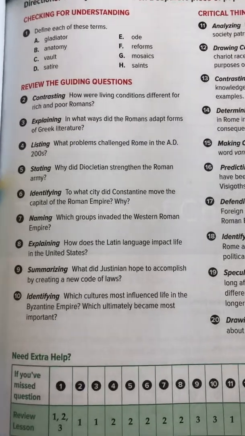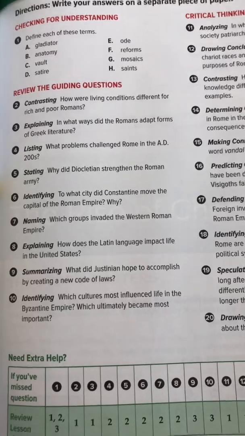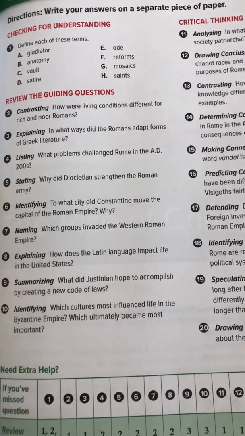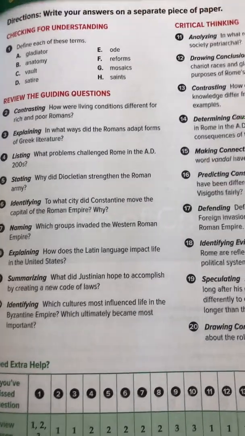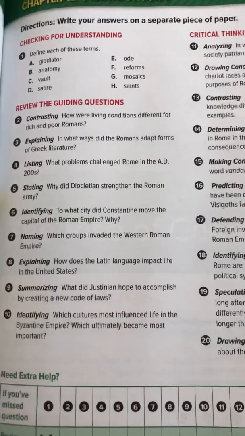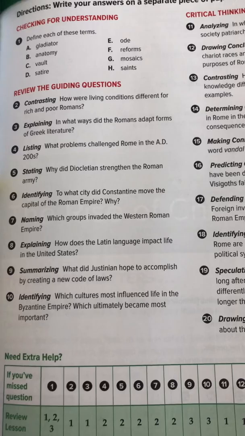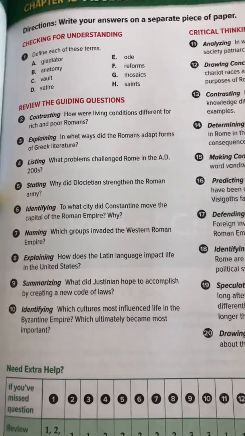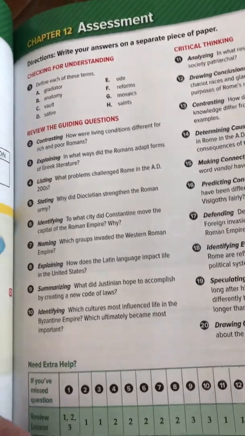Now we can skip the vocabulary and we're going to go straight to how were living conditions different for rich and poor Romans. So the key words there are living conditions and rich and poor. In what ways did the Romans adapt forms of Greek literature? So you're looking for the key words, Greek literature. What problems challenged Rome in the AD 200s? And you're looking for the date, AD 200s. Why did Diocletian strengthen the Roman army? And so the key word there is Diocletian. So you're going to look for those words as you're reading.